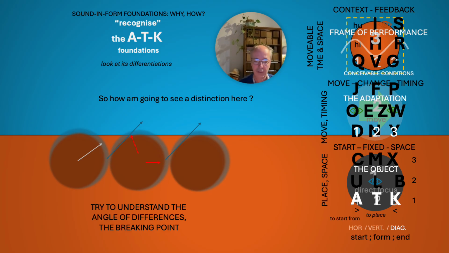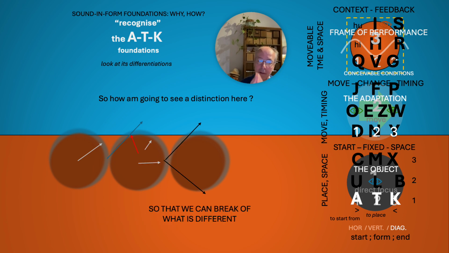You start to find out the range of that breaking point. Try to understand it. Where is the angle of differences? And then at a certain point, you know, okay, I'm breaking. There's something that breaks it up. There is something that is different, and it's from here to here. You start to distinguish from where to where it is.